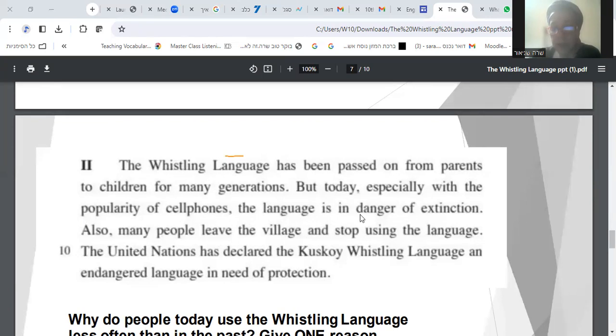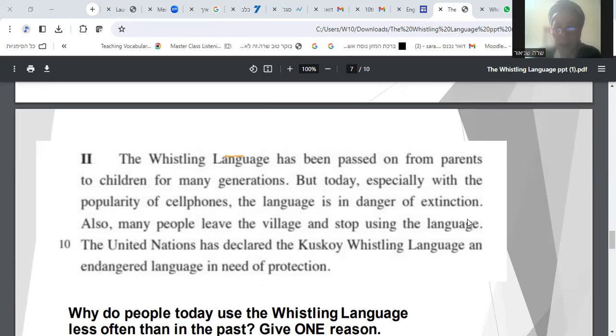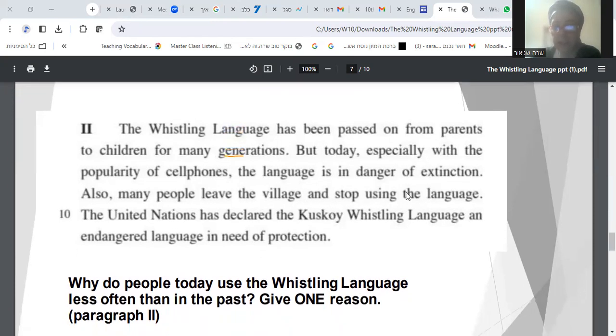the language is in danger of extinction. Also, many people leave the village and stop using the language.